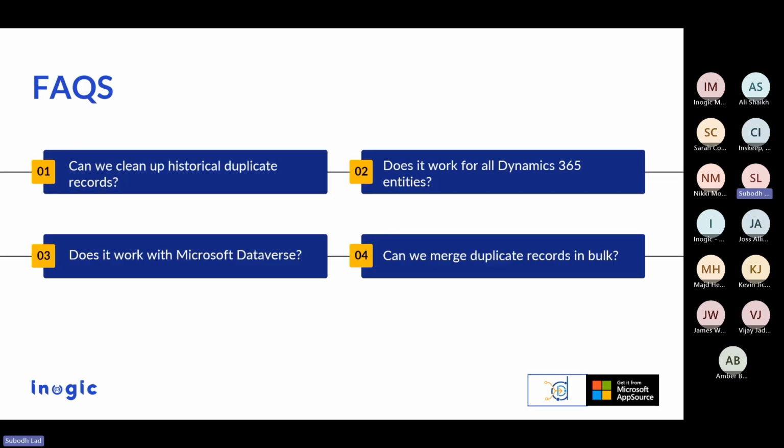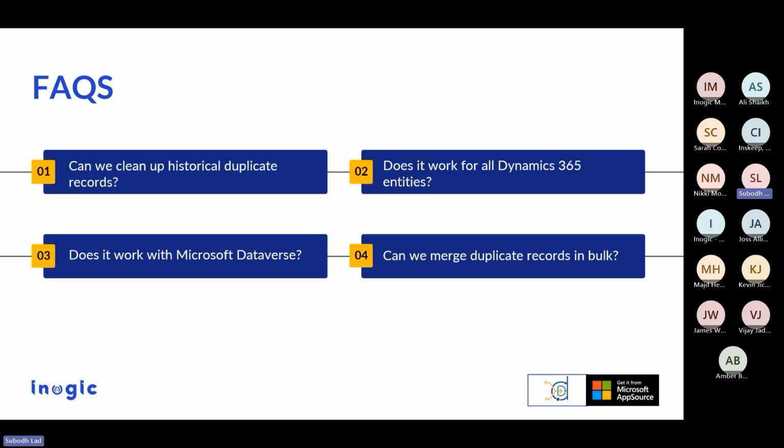Okay. I will just quickly go to the FAQs, some of the frequently asked questions that we get. So can we clean up historical duplicate records? Yes, we can. You can either use CRM directly or you can use our dedupe tool. The second frequently asked question we get is, does it work for all Dynamics 365 entities? Yes, it works with all your out of the box as well as all your custom entities. And does it work with Microsoft Dataverse? Yes, dedupe is supported on Microsoft Dataverse.